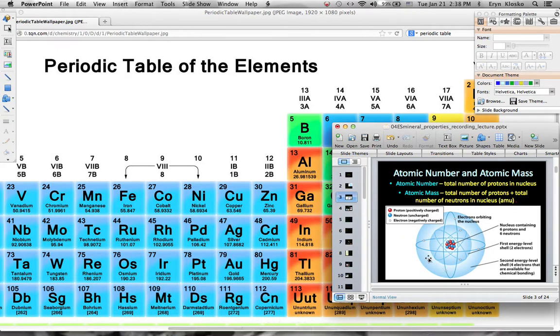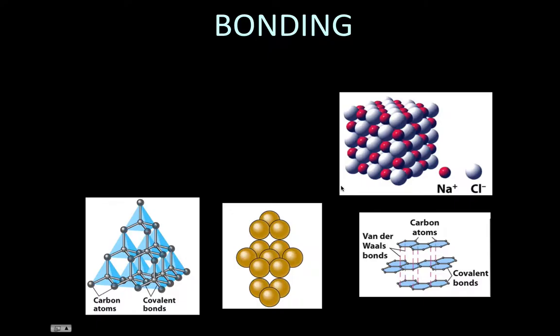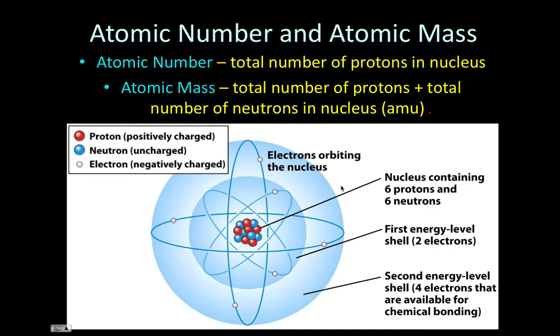So let me go back to the PowerPoint and we'll look at the second term I wanted to define on this slide, which is the atomic mass. The atomic mass is measured in what are called AMU, or atomic mass units. It's equal to the total number of protons plus the total number of neutrons in the nucleus. You might wonder where that third subatomic particle is listed, the electron. Why isn't the electron part of the atomic mass? Well, the reason why it's not included is the electron is about 2,000 times smaller than protons and neutrons.